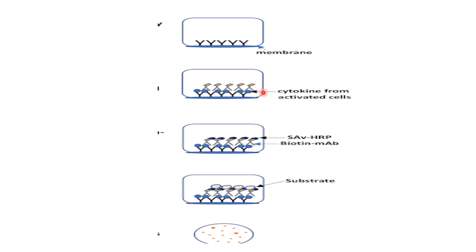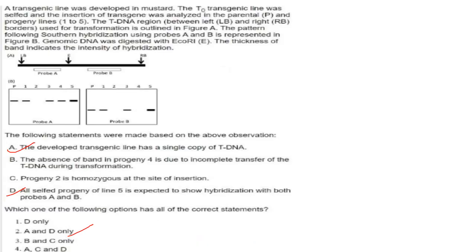Excess unbound detection antibodies are removed by washing. Then streptavidin HRP is added which will bind to the biotin. Then you add the substrate. TMB substrate is added and converted by the HRP to a detectable form. This you can see as spots, and one spot corresponds to one single cytokine producing cell. That is in the case of ELISpot assay. Then next one.